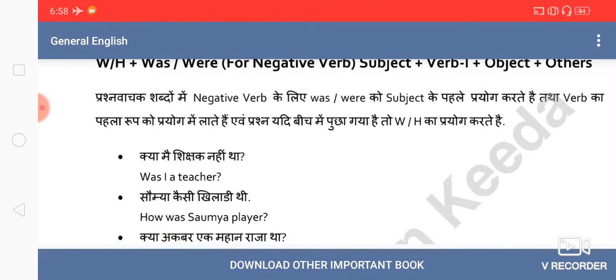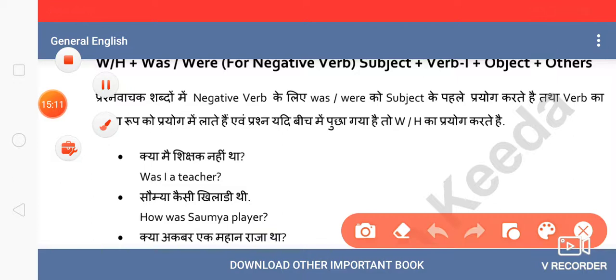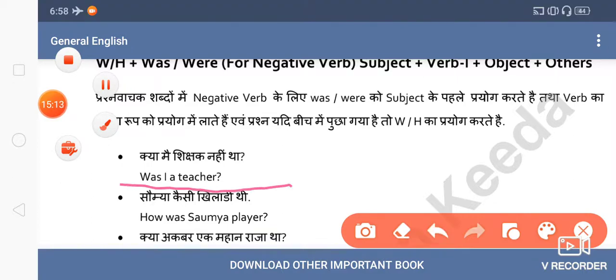This is a yes-no type question sentence, and please don't get confused about why did is not used. It is an intransitive verb. There is no action done on any object. There is no action being done. You can see, was I a teacher? So it tells about someone's nature or someone's characteristics. There is no action being done.